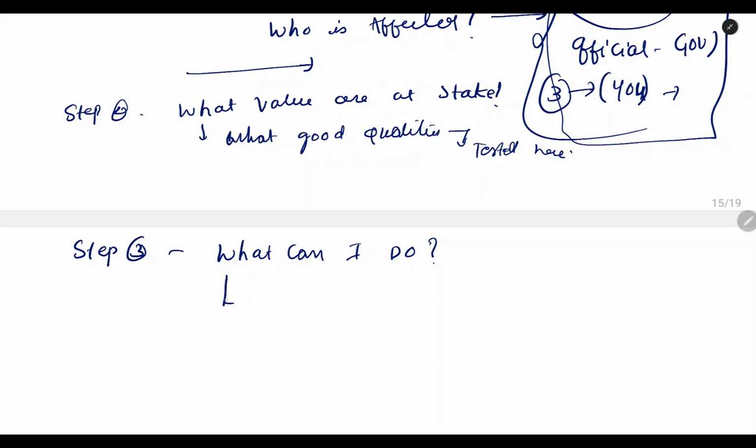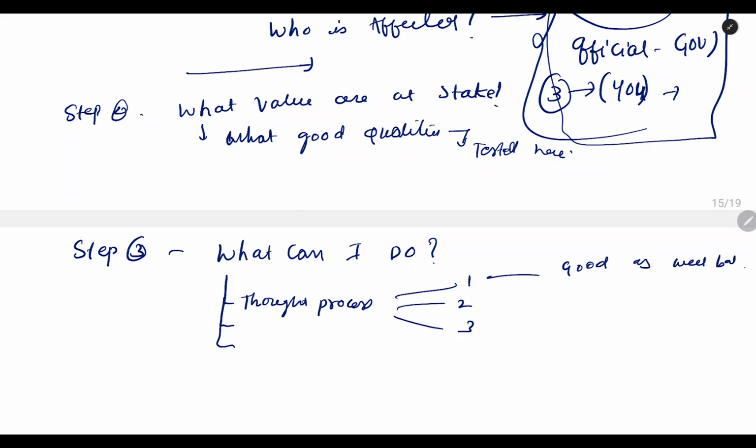Whatever you are thinking to do, or your thought process, like 1, 2, 3, each and every option has good as well as bad, right? So no option is perfect. This option, this option, this option, every option has a good as well as a bad. I hope you are getting the clarity, right?